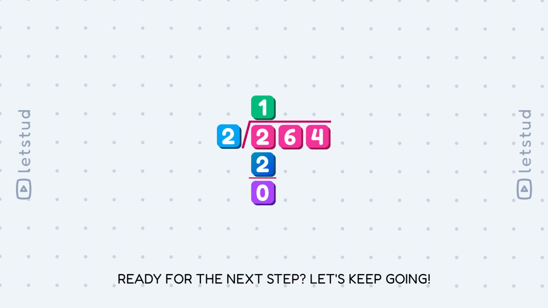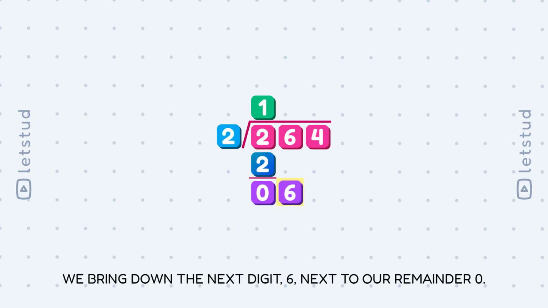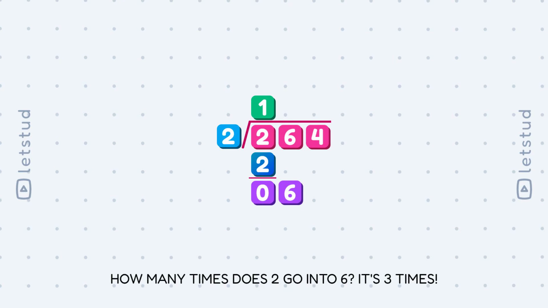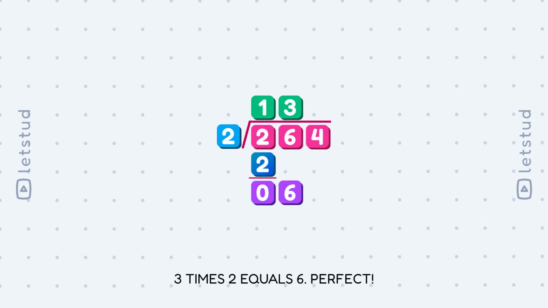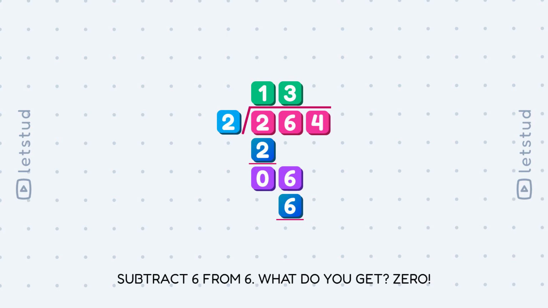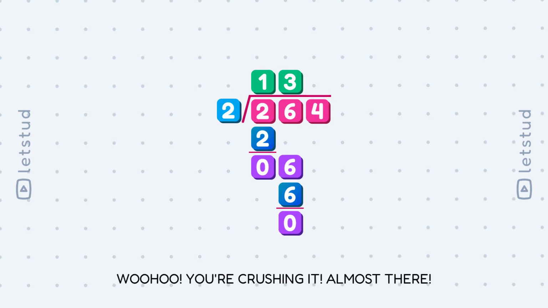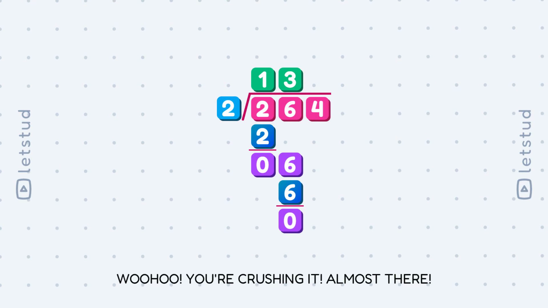Let's keep going. We bring down the next digit 6, next to our remainder 0. How many times does 2 go into 6? It's 3 times. 3 times 2 equals 6, perfect. Subtract 6 from 6, what do you get? 0. Woohoo, you're crushing it, almost there.